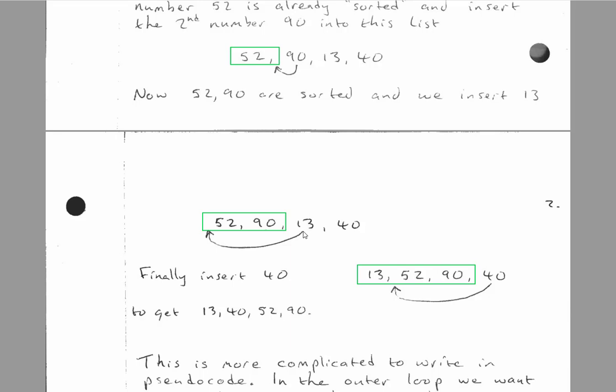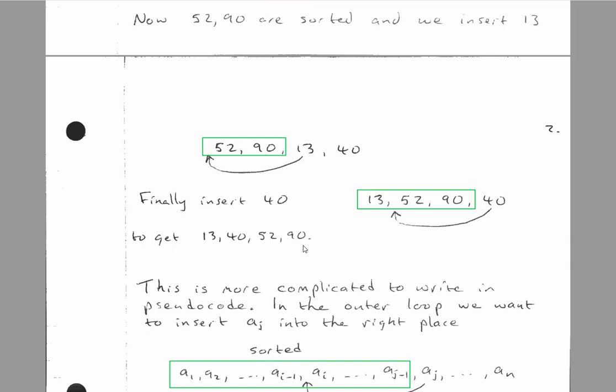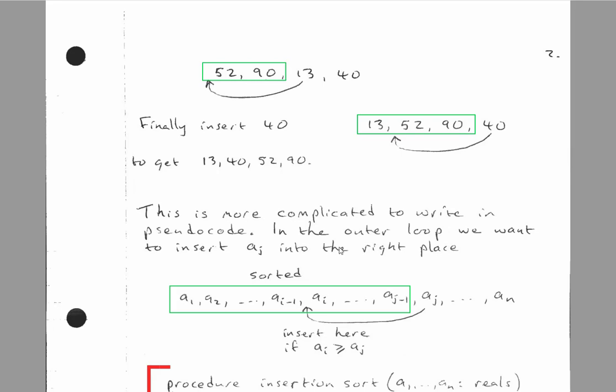Look at the next number, 13. So where does the 13 go in this list? Well, it has to go at the beginning. And finally the 40, and that should go between the 13 and the 52. Alright, so that's how the insertion sort works. Also pretty simple in words, although to program it's a bit more complicated.